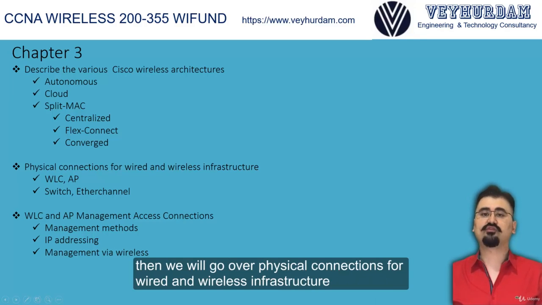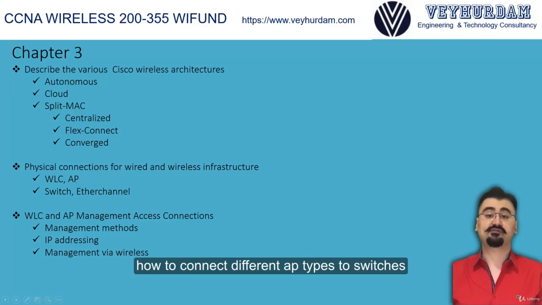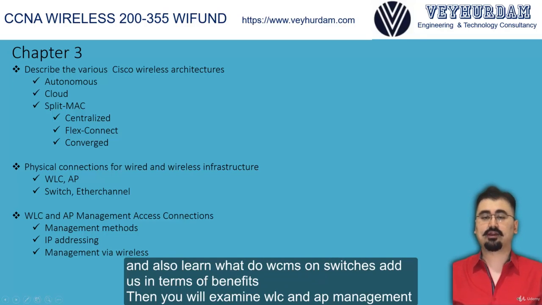Then we will go over physical connections for wired and wireless infrastructure. We will understand how to connect WLCs to switches, how to connect different access point types to switches, and why do we need EtherChannel, which is LAG, and also learn what to do with VLANs on switches, how they add to us in terms of benefits, and then we will examine WLC and AP management access connections.